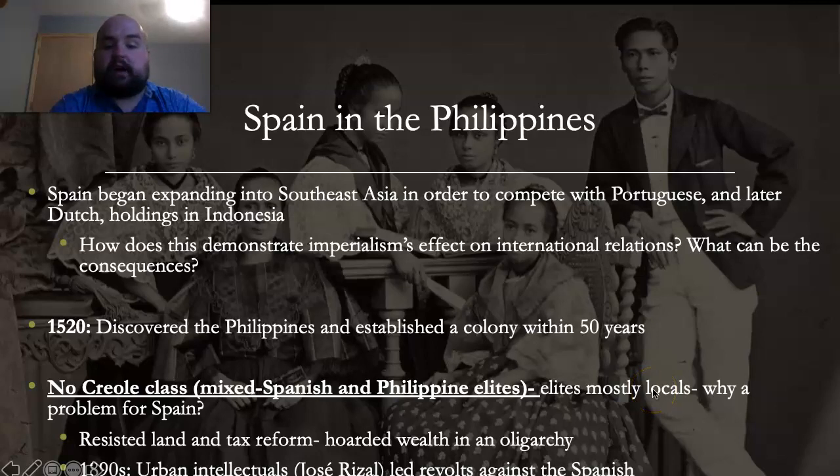Why would this be such a problem for Spain, actually? Think about where the wealth's going to go.